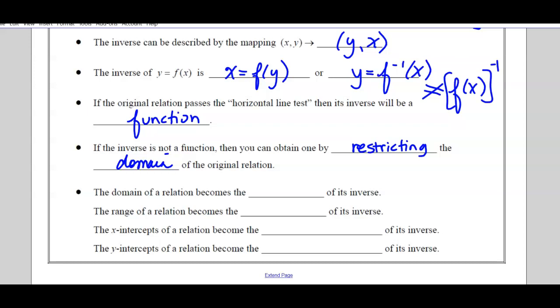And then just interchanging these, the domain of a relation becomes the range of the inverse. The range of the relation becomes the domain of the inverse. The x-intercept of a relation becomes the y-intercept of its inverse. Y-intercepts of a relation become the x-intercepts.